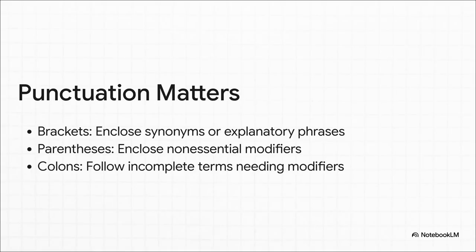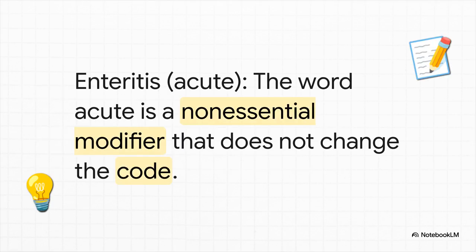need to choose one. And just like any spoken language, punctuation matters immensely. In the tabular list, these aren't just random formatting choices. They're vital grammatical signals. Brackets enclose synonyms or explanatory phrases. Parentheses, on the other hand, enclose non-essential modifiers, words that might be present or absent without actually affecting the code you end up choosing. And colons? Those are used after an incomplete term that strictly requires one or more modifiers to make it assignable to a specific category. And this brilliantly illustrates how parentheses work in action. Take the term enteritis with acute in parentheses. Because acute is in parentheses in the index, it's a non-essential modifier.